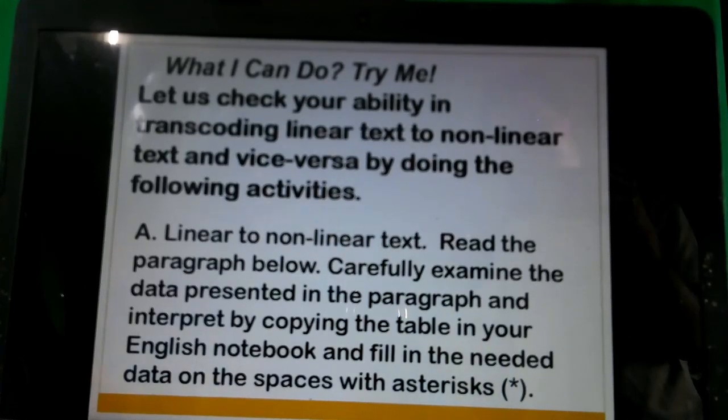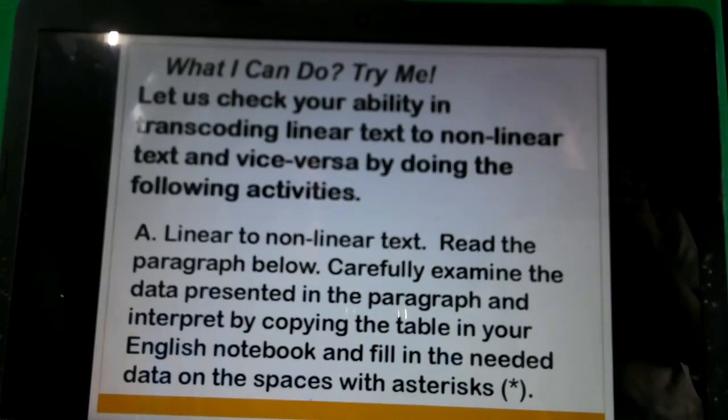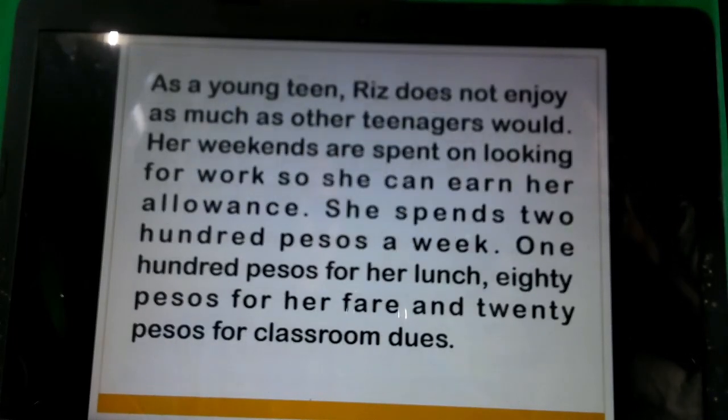What can I do? Let's try me. Let us check your ability in transcoding linear text to non-linear text, and vice versa, by doing the following activities. A. Linear to non-linear text. Read the paragraph below. Carefully examine the data presented in the paragraph and interpret by copying the table in your English notebook and filling in the needed data in the spaces with asterisks.